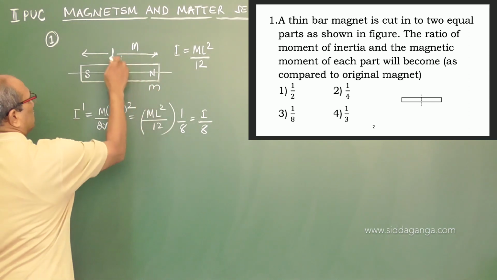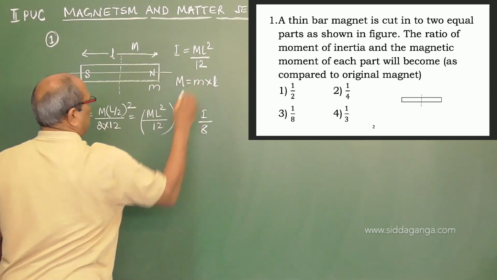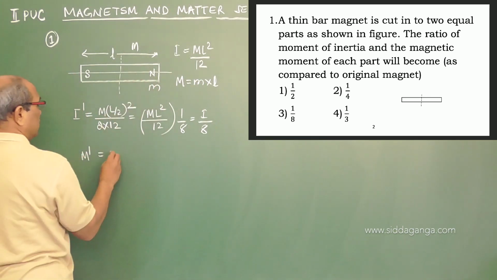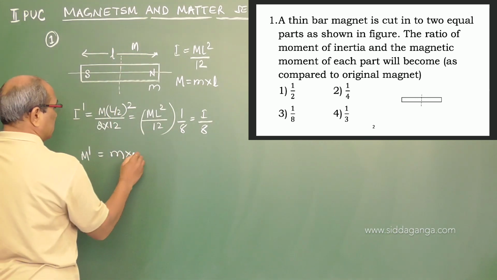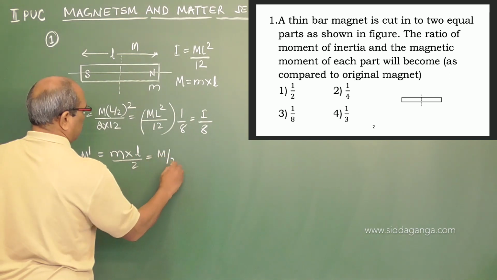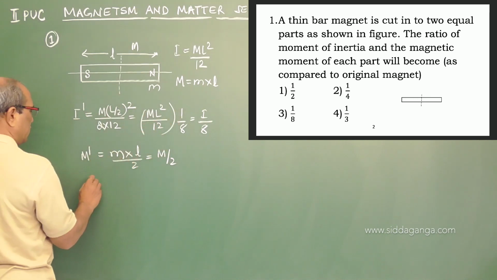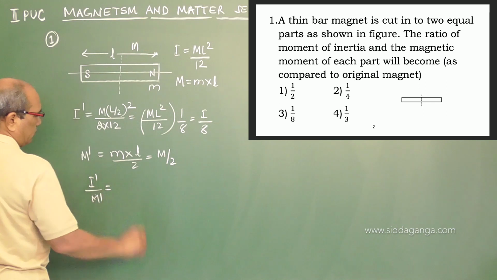Even pole strength is m and length is L, original magnetic moment is m into L. New moment, pole strength is not changing because cut across, but length is made 2 parts, therefore ml by 2, which becomes m by 2. M dash is m by 2, I dash is I by 8. Question is I dash by m dash is asked.